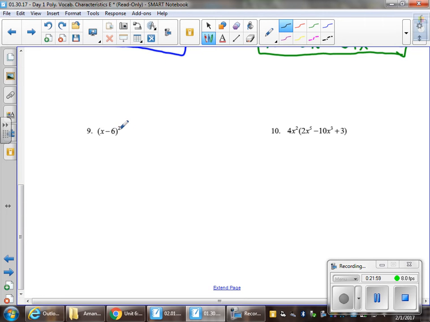How am I going to write this one? How am I going to start this? X minus 6 squared. You put x minus 6 and then another x minus 6. Right, because this means the exact same thing, but this makes it easier for us to write it out in standard form. What's the first step? Let me combine those two.